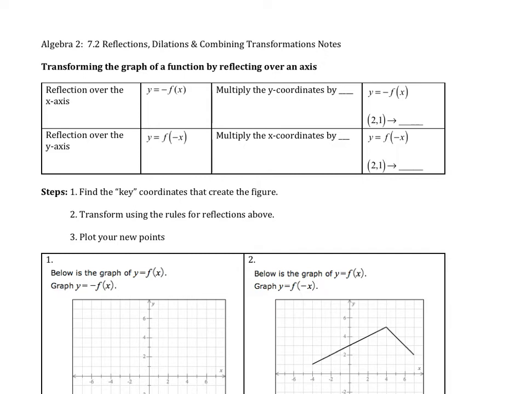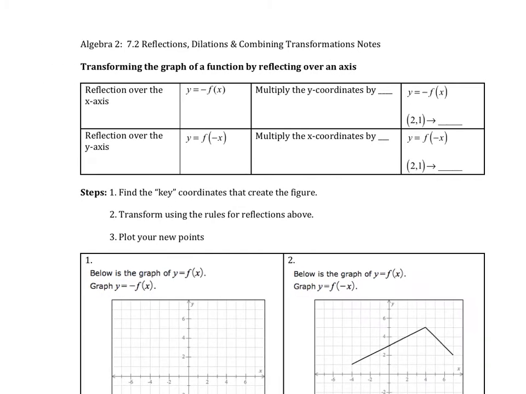So when you're reflecting something, these notes up here are important. When you are reflecting something over the x-axis, then your equation is going to look like this. It's y equals negative f of x. And really what you're doing is you're multiplying all of the y coordinates by -1. So that means if your coordinate in this example is 2, 1 in your original graph, then your new ordered pair that you're going to plot is 2, -1 because I multiplied the 1 by a -1.